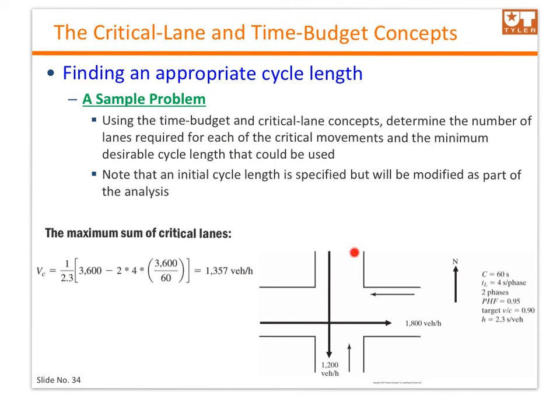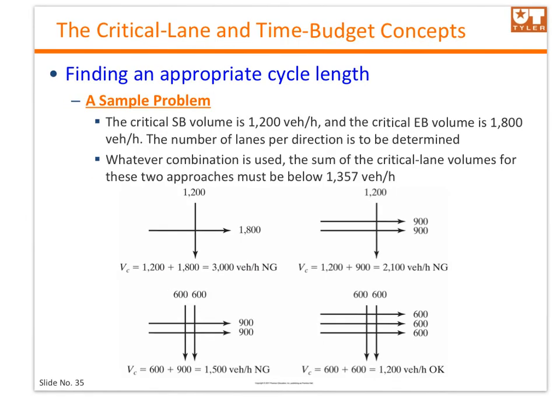While, as you could see, the critical lane in the north-south direction is 1200 vehicles per hour, and the critical lane in the east-west direction is 1800 vehicles per hour. So what to do next? As I said, the critical southbound volume is 1200 vehicles per hour, and the critical eastbound volume is 1800 vehicles per hour. So the number of lanes per direction now needs to be determined. Whatever combination we end up using, the sum of the critical lane volumes for these two approaches must be below the maximum flow, which we just calculated, which is 1357 vehicles per hour.